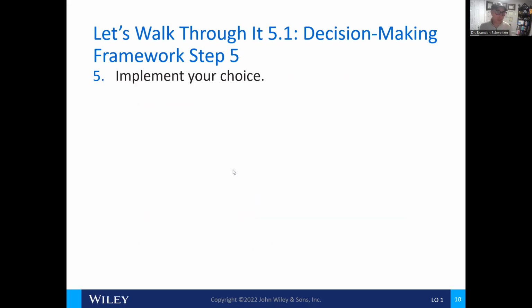So step 5 would be to implement the choice. Create the job posting, post it, and ultimately make a hiring decision. Then, of course, the training process.